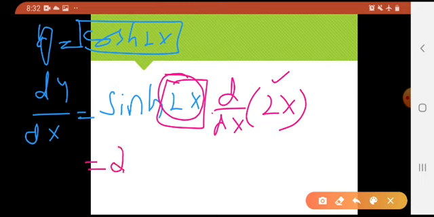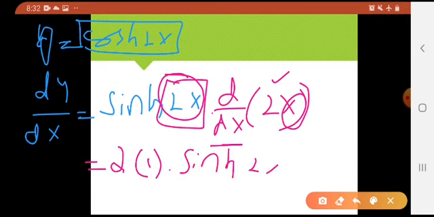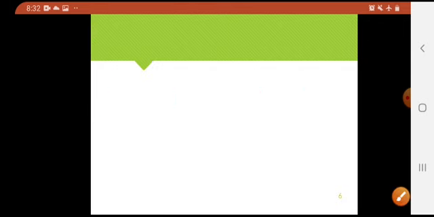What is derivative of this 2x with respect to x? 2 being constant बाहर, x का derivative with respect to x would be 1, so it would be 2 into 1 into sin hyperbolic of 2x. So the answer is 2 sin hyperbolic of 2x. This is the first part. I hope this is clear.